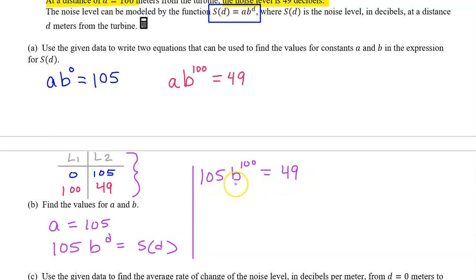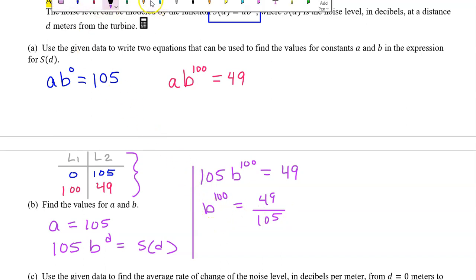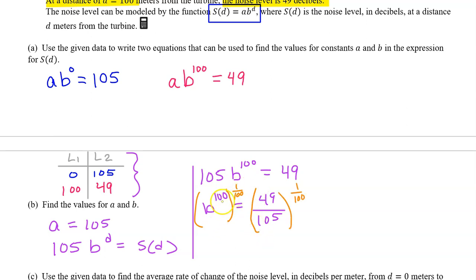So we somehow need to solve this for b. Let's start by dividing both sides by 105. So this will give me b to the 100 power is equal to 49 over 105. To get b by itself, I can raise both sides of this equation to the 1 over 100 power. I know this looks really weird. I just need to cancel out this 100. And when you raise a power to another power, you multiply. And if I multiply 100 times 1 over 100, these will cancel each other out.